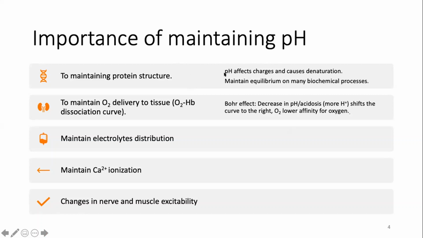What happens is that if there are any changes to this pH, it can affect the charges on these amino acids and polypeptides, and it can break the hydrogen bonds and cause denaturation. This means that the original shape and structure of the protein will change. It may change from the quaternary down to the tertiary or the secondary structure. So why is this very important? Because most of our important physiological or even anatomical structures in the body really depend on, or are made up of, proteins.